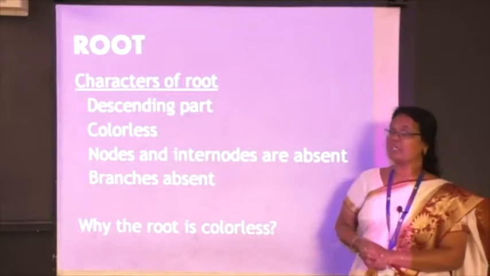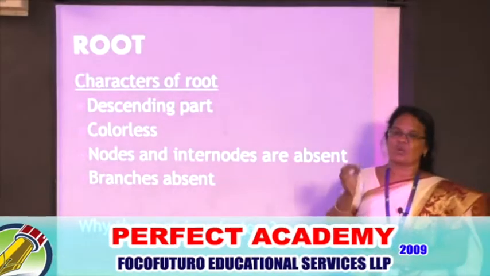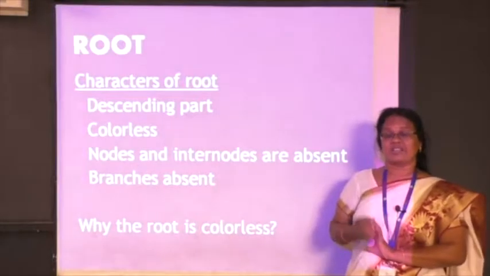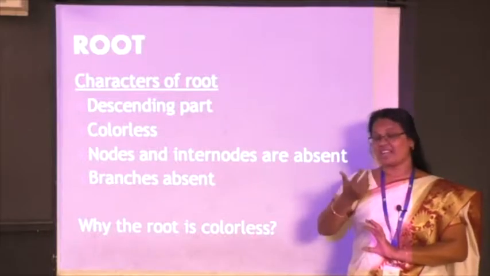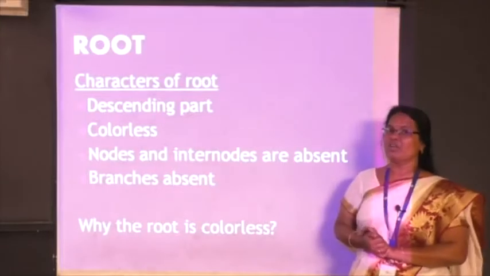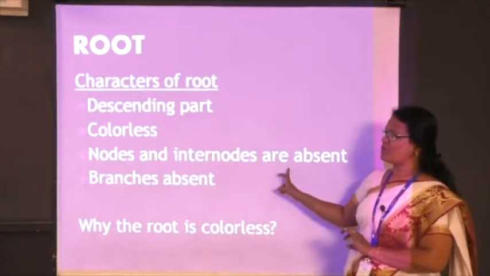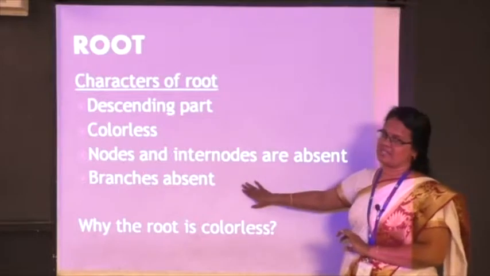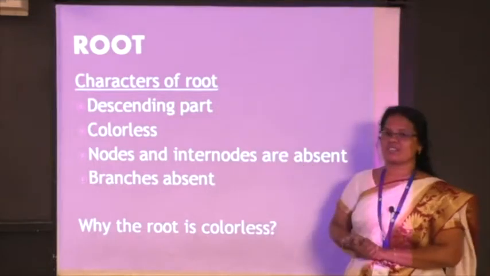And what is the color of root? The root is colorless because it possesses a plastid called leucoplast. This leucoplast is a colorless plastid present in the root. Sometimes the root looks brown in color because it is present inside the soil and takes the color of the soil. Actually, the root is colorless or white due to the presence of leucoplast. Nodes and internodes are absent in root, which is a characteristic feature of the root. Branches are also absent. So my question is, why is the root colorless? Because of the presence of leucoplast.